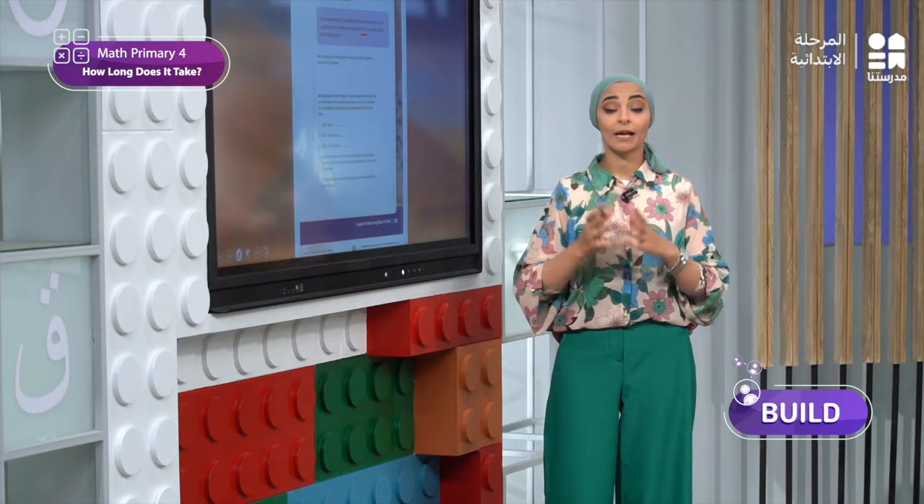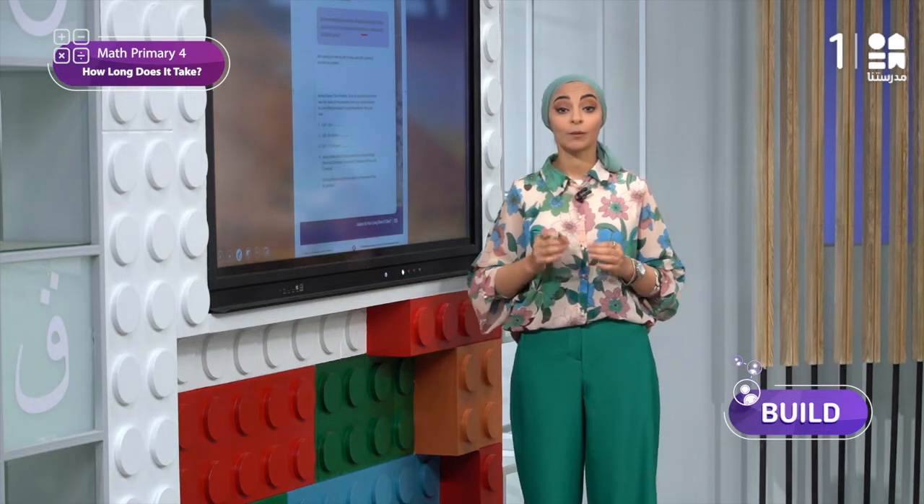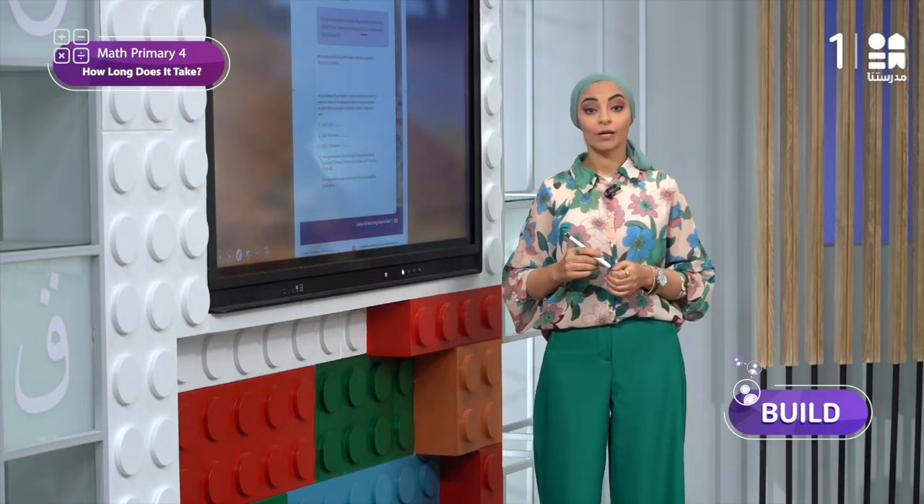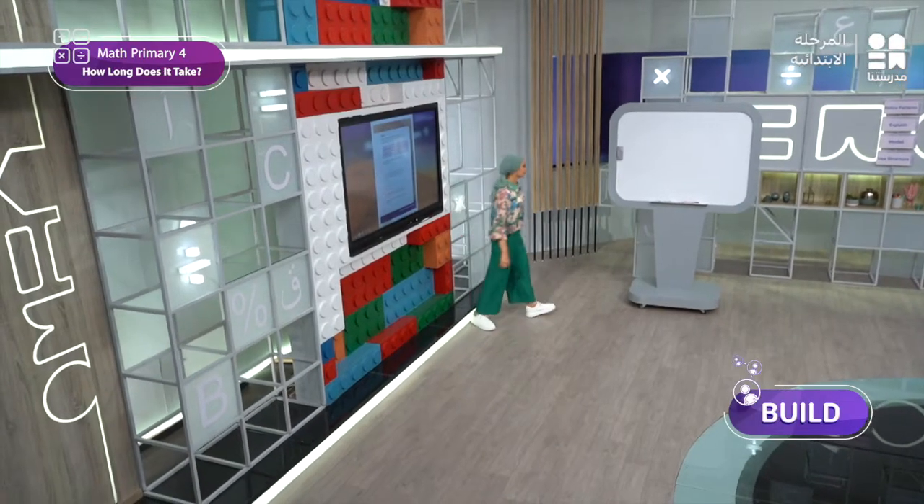يعني ايه elapsed time؟ يعني هي أخدت وقت قد إيه عشان تعمل الactivity دي. Which means the time needed to do something. So we can add 1 hour and 30 minutes to 8:35. Now let's do it all together.